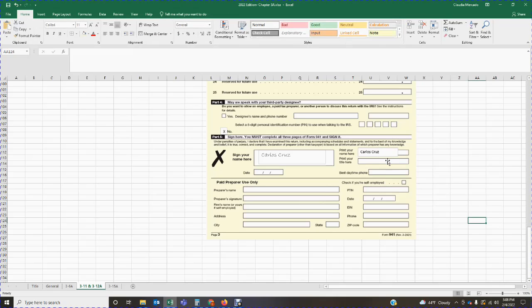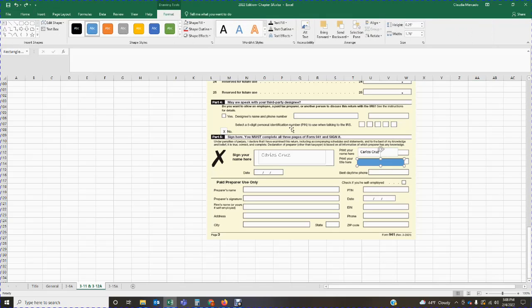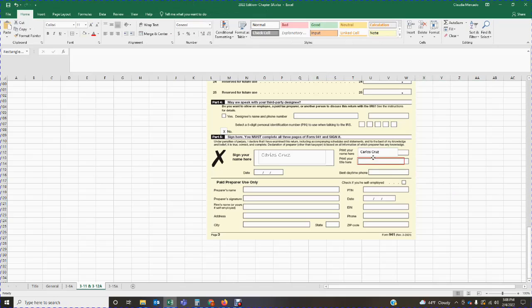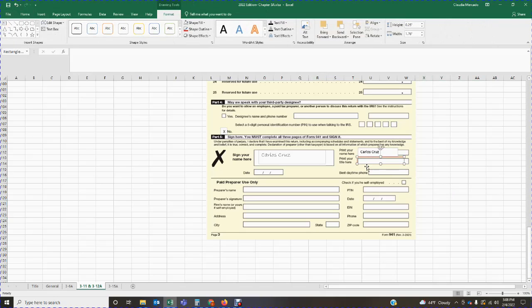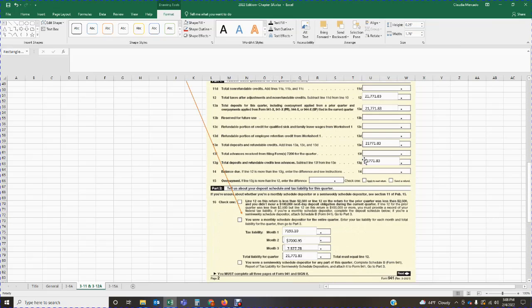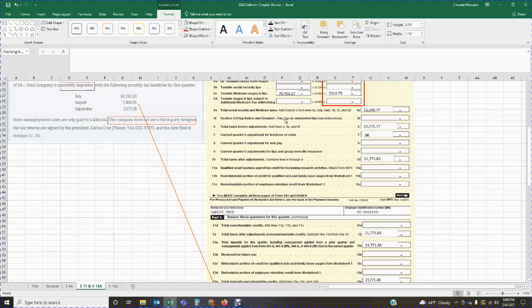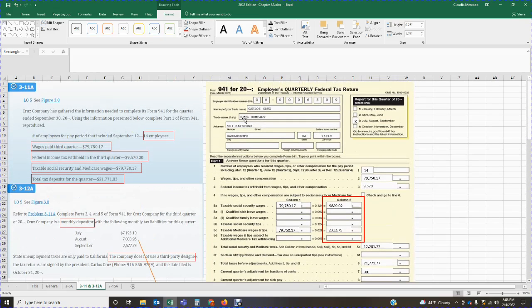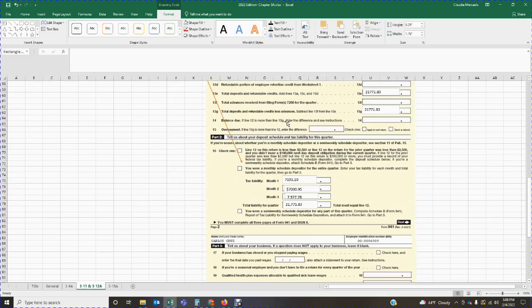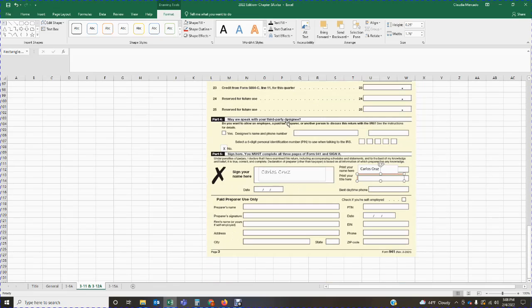Okay, so no, the title does not apply. Oh yes, the title, print your title. I was like, what does that mean? The title, let me see. It says that Carlos Cruz is the president. Okay. So because Carlos Cruz is the president, let's enter that information at the very bottom of the form.